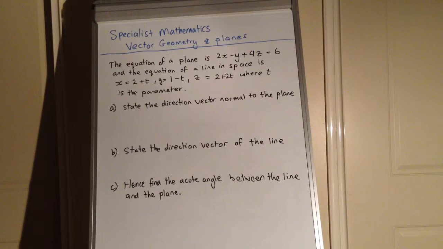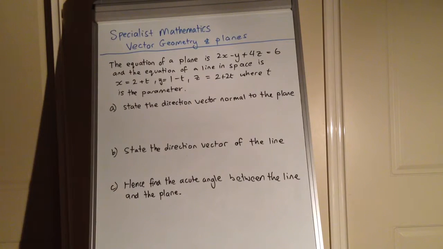So we're given a question. The equation of a plane is given as 2x take y plus 4z equals 6. Again, that's in the general form of the equation of a plane, which is ax plus by plus cz equals d. And we're told that there's also a line in space, and as you can see, we're given an equation in parametric form there. x equals 2 plus t, y equals 1 take t, and z equals 2 plus 2t, where t is a parameter. And the first question asks, what is the direction vector normal to the plane?